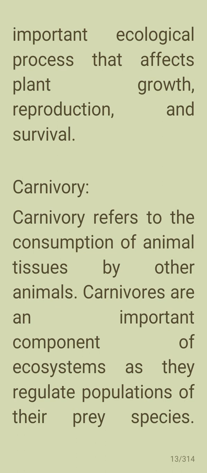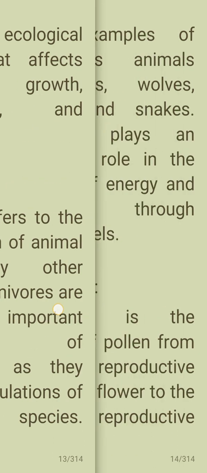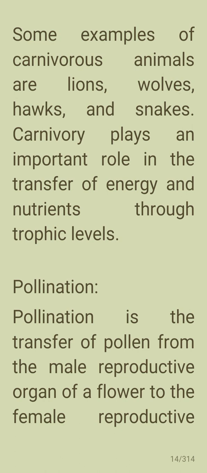Carnivory refers to the consumption of animal tissues by other animals. Carnivores are an important component of ecosystems as they regulate populations of their prey species. Some examples of carnivorous animals are lions, wolves, hawks, and snakes. Carnivory plays an important role in the transfer of energy and nutrients through trophic levels.